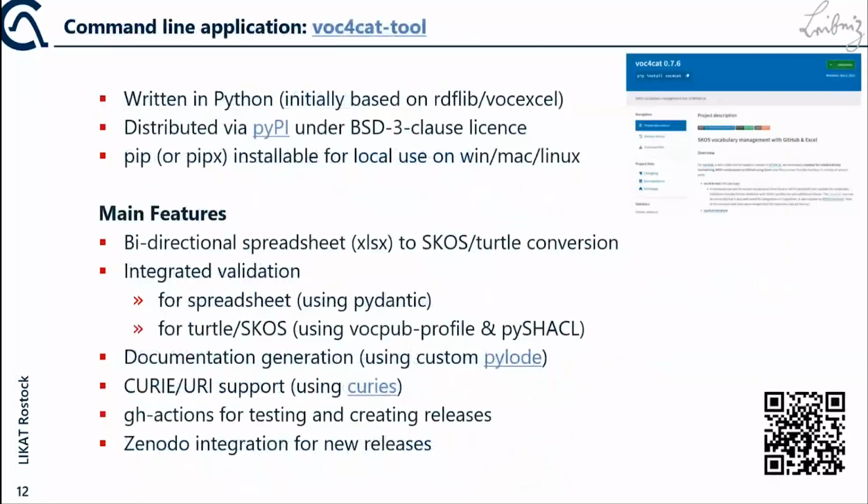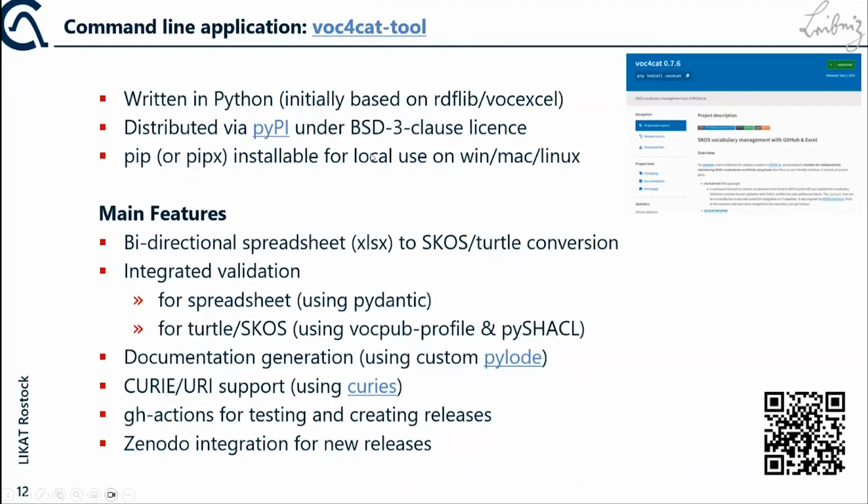Okay, so then I have more details on the components that we developed. The first thing is the voc4cat tool. That's a Python command line tool. It was initially based on RDFlib vocexcel, but currently there are 400 commits and maybe 100 are from vocexcel. So it has really been becoming its own tool. It's distributed via PyPI. It has a BSD 3-clause license, so you could freely use it.